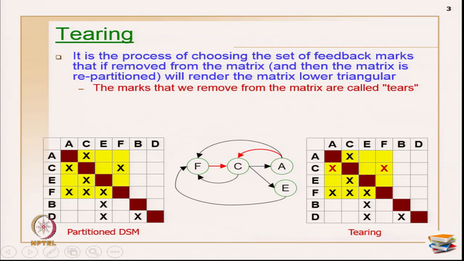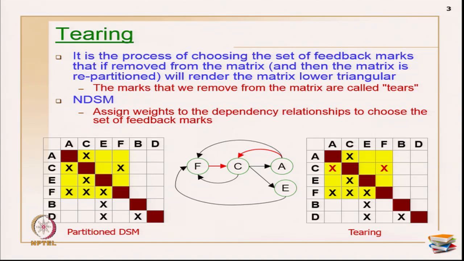In this partitioning example, I have this example in graphical form also, and these are the feedback marks which I am choosing to remove. How do we do this? One way is to analyze the network, as I will show in the next slide, and choose a set of marks. Even then, it is better that we have an NDSM. NDSM is nothing but a numerical dependency structure matrix.